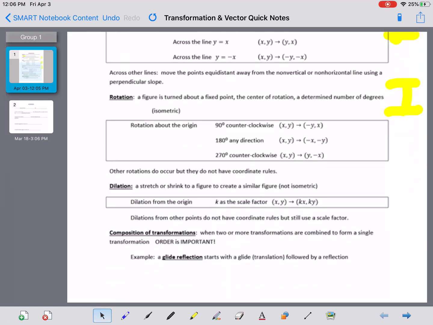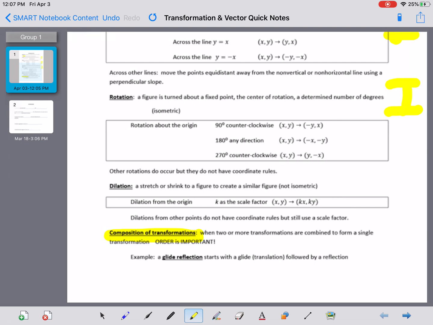And then the last and final one is a dilation. That is not isometric because it does change the side lengths. So remember, when we do a composition of transformations, as long as the transformations included are isometric, then the composition of them is also isometric. So that was the beginning of the chapter.